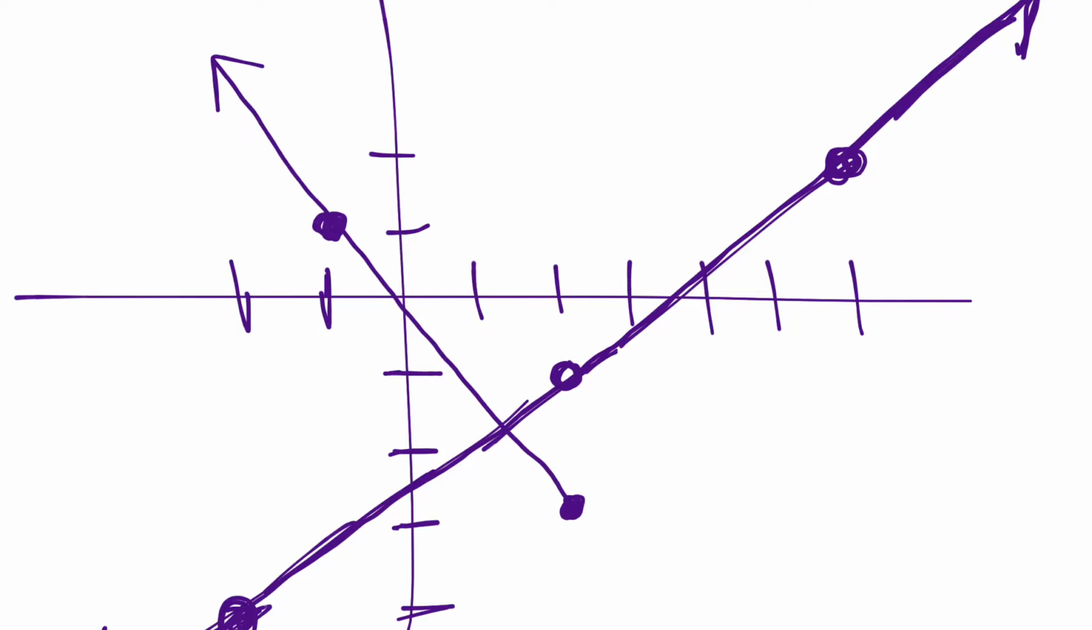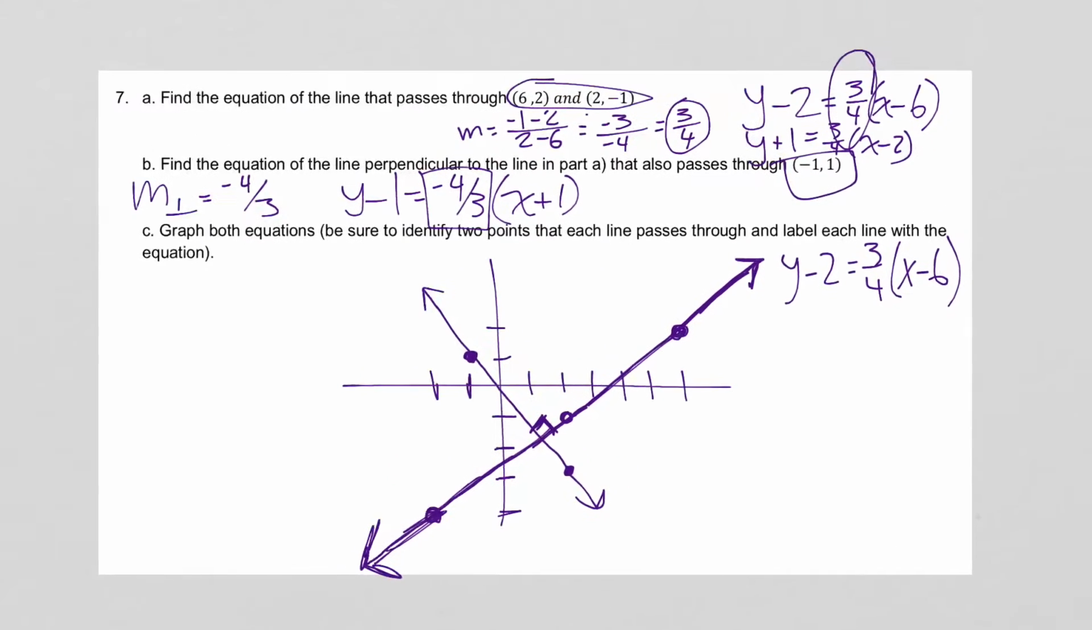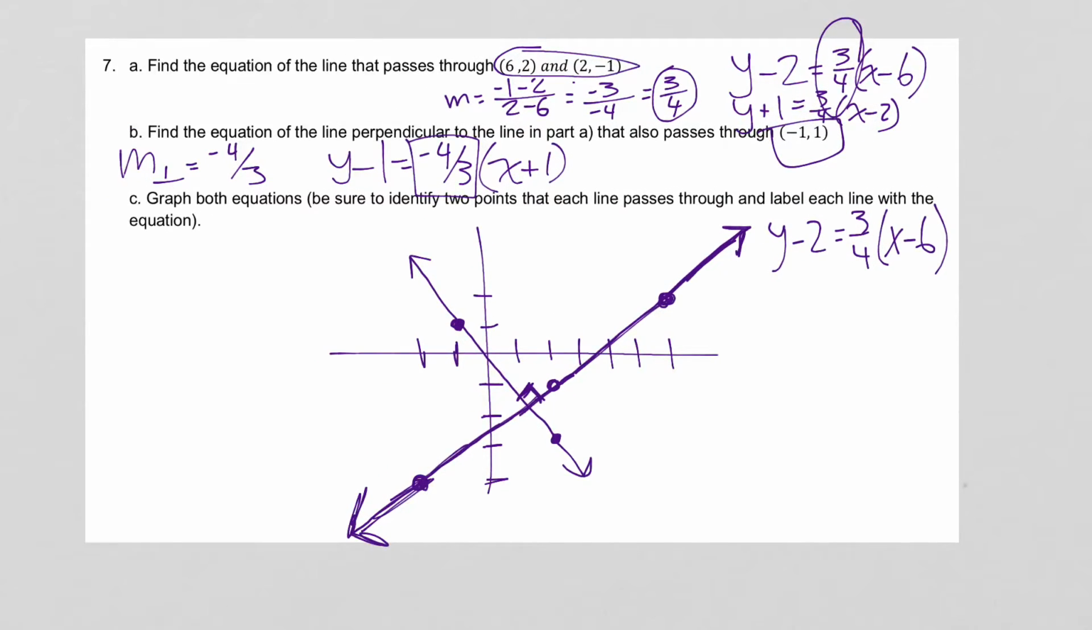And look, they look pretty perpendicular, even with the terrible hand-drawn scale that I have. It still looks pretty good. And that's our second equation, which is y minus 1 equals negative 4/3 times x plus 1.